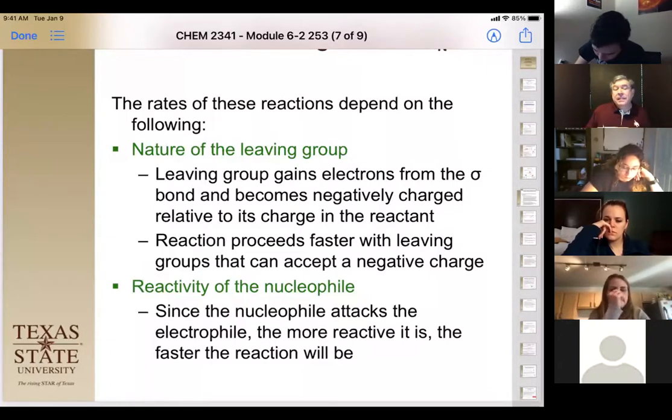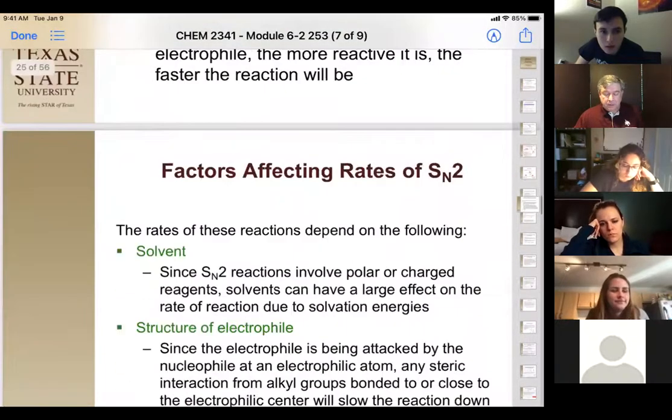Okay. The next thing that's important is the reactivity of the nucleophile. If the nucleophile is very nucleophilic, in fact, wants to share its electrons really, really strongly, it's going to react faster than one that might be a neutral compound. It'll say, I can share my electrons, but I don't have to. So that's going to make it a slower one, but it still can react as a nucleophile. Okay.